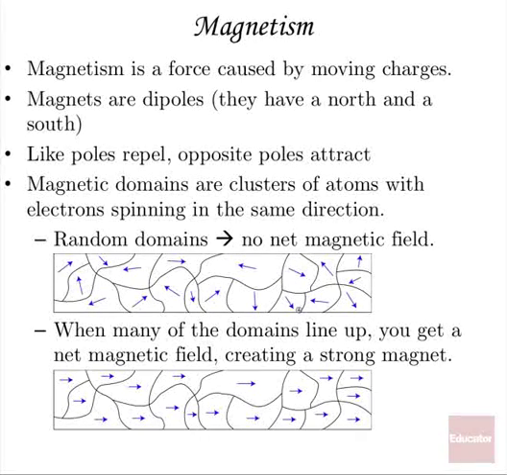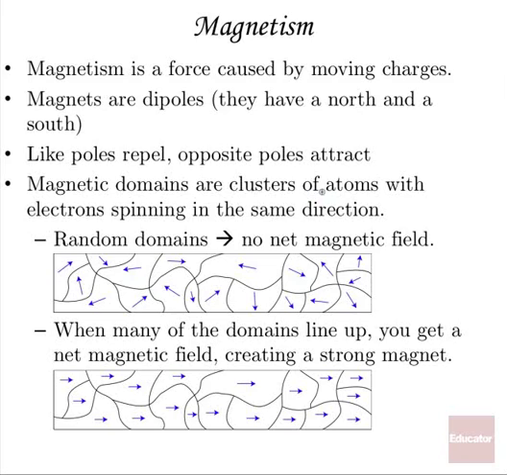So let's start by talking about what magnetism is. Magnetism is a force caused by moving charges. Magnets are dipoles. They all have a north and a south. You can't have a north without a south, or a south without a north. There are no magnetic monopoles. Like poles repel, and opposite poles attract.